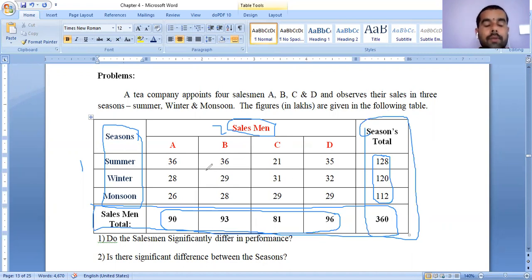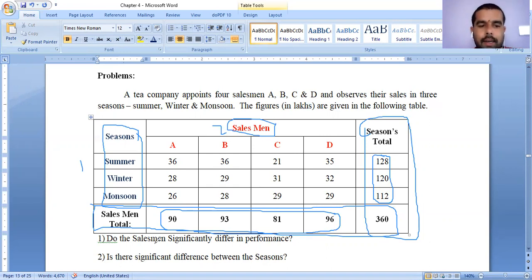Then in that situation, you have to do the salesman total, and the next one, the seasons total. After that, your problem commences here. Observe carefully: do the salesmen significantly differ in performance? Is there a significant difference between seasons?